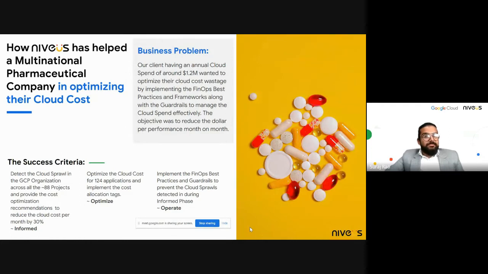So we have this business problem where one of our multinational pharmaceutical clients, who had an estimated spend of around $1.2 million, wanted to optimize their cost by implementing FinOps best practices and a framework across the 88 projects that they had, and also have the best practices and framework implemented within the 125 applications that they had hosted on the GCP cloud, and also the guardrails to prevent the cloud sprawl detected during the analysis phase, right?